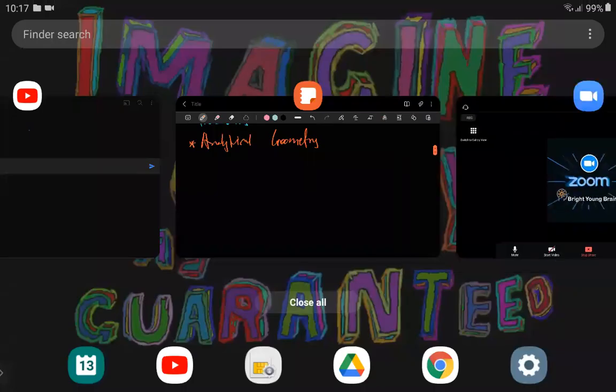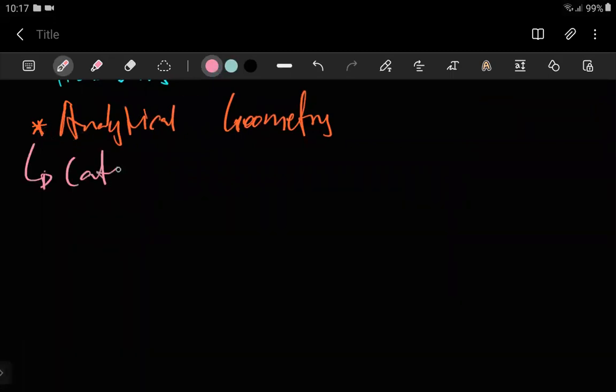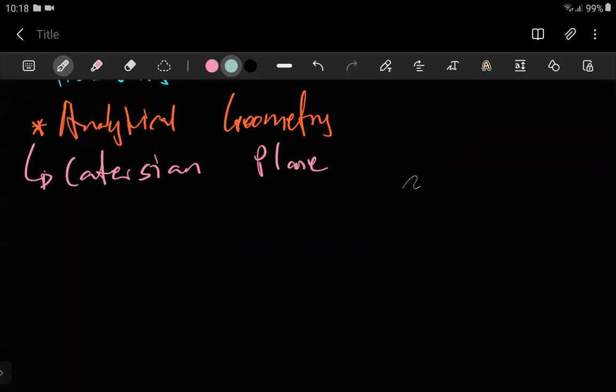So the thing with analytical geometry is you obviously know that you'll be working with the Cartesian plane, right? Cartesian plane. So you want to be comfortable with how a Cartesian plane works. You see, a Cartesian plane basically just has coordinates.